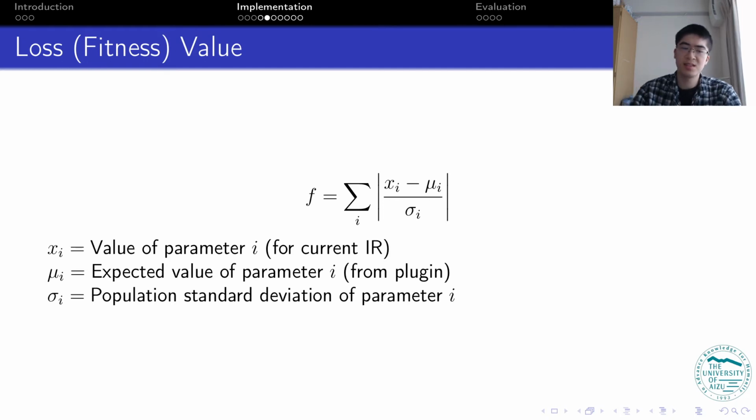In this case, we actually take the expected values of the plugin parameters as the means for each parameter, since we want the sum to be as close to 0 as possible. And then we also calculate the standard deviation of the population for each parameter to standardize the differences between the current IR values and the expected IR values. So that's how we keep track of fitness for each impulse response.